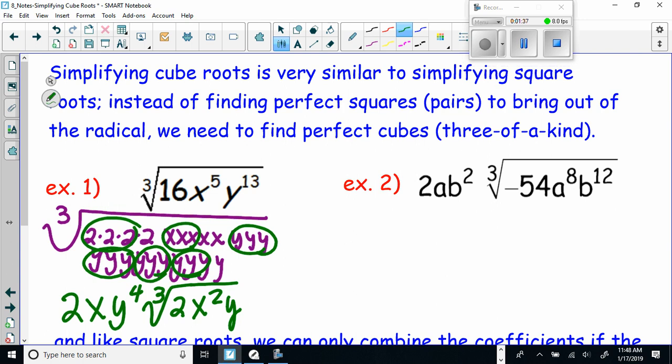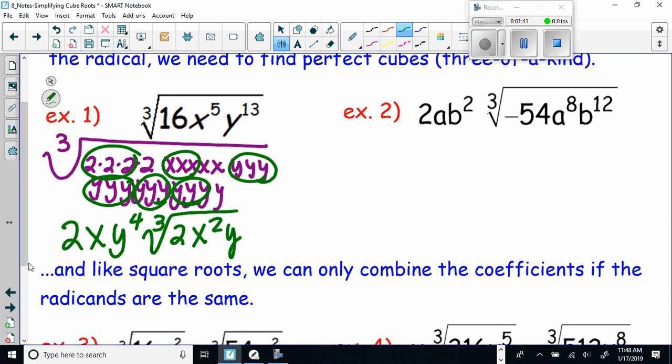Be really careful that you are including the index in your final answer. If you don't include the index, you're saying square root, and that would not be correct. Are we okay with that part?